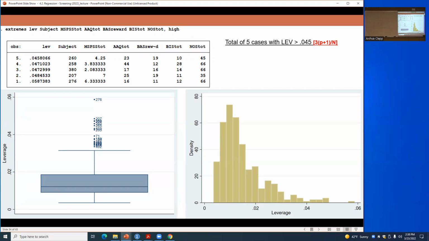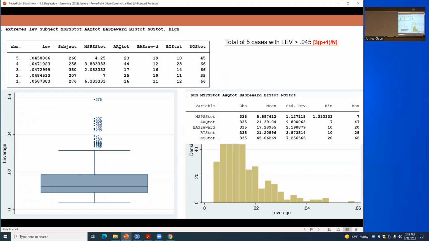Our high leverage values are cases we want to explore further. What we want to do is understand what's causing those cases to be weird in X space. This is an incredibly important piece of things. If I ask Stata to give me just descriptive statistics for these cases, we'll point out 276 here. We can ignore MSPSS because this is our outcome. Outcome doesn't impact your leverages. That's a Y space thing.